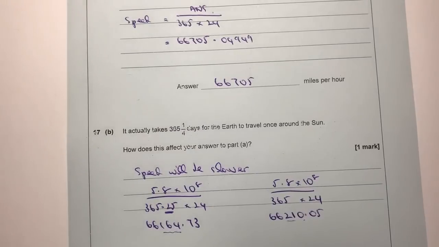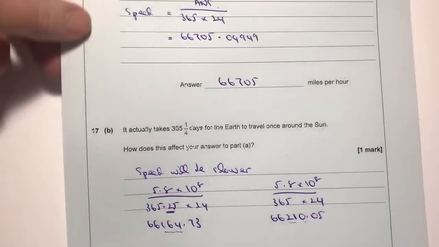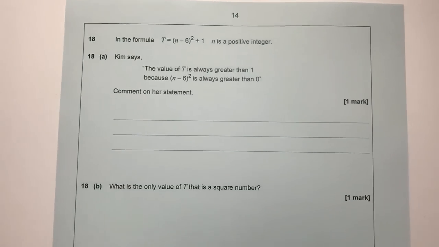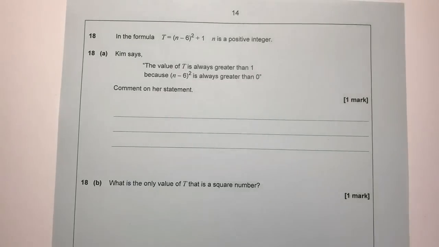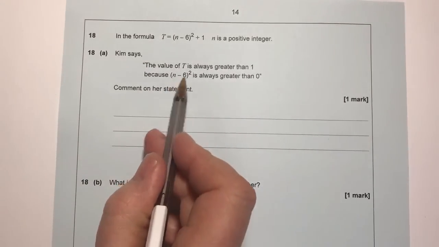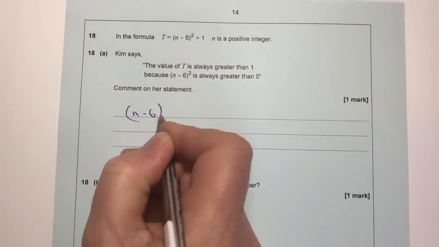Okay, so let's move on to number 18, which is one of those questions that AQA like such a lot. They say that this is a formula, n is a positive integer, and the value of t is always greater than 1 because n minus 6 squared is always greater than 0. Comment on her statement. It's a 1-mark question. I think it's one of those questions where if you don't get it straight away, then come back to it later on. But basically what we're saying is that this n minus 6 squared could be 0.